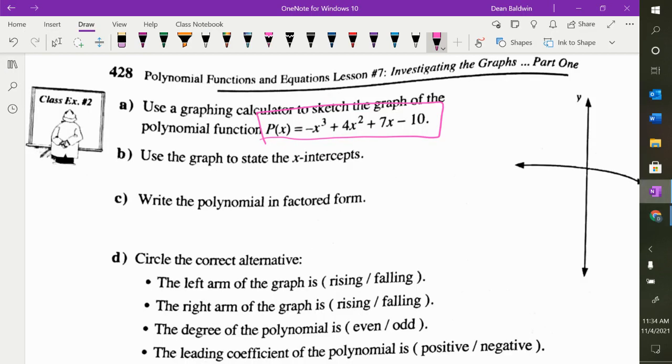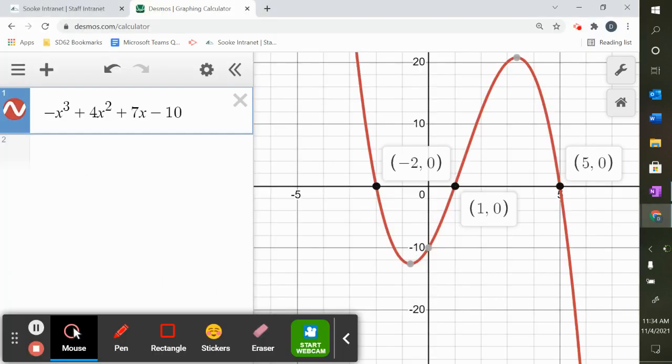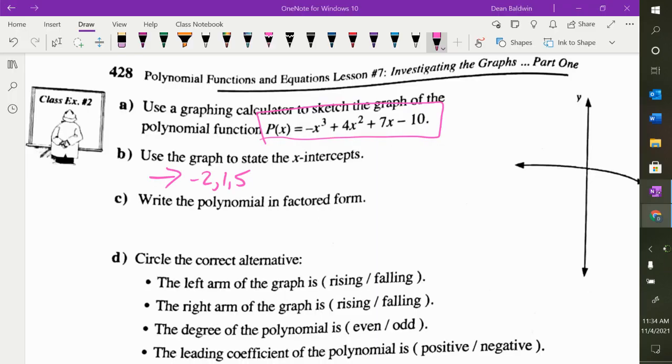Okay, we're back on this page. Well, we don't have to get, what are the x-intercepts? Look at the graph. -2, 1, and 5. All you're doing is you're looking at the x-intercepts, where it crosses the x-axis. Boom, boom, boom. There they are. Okay, so can we write this polynomial in factored form?